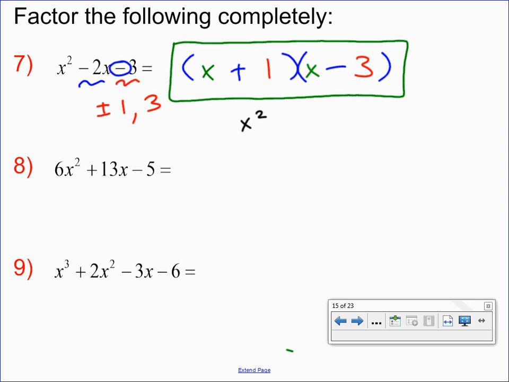x times x is x squared. Outside product, negative 3x. Inside product, plus 1x. Last, negative 3. Stop. Think. GCF. Is there a greatest common factor hiding inside?